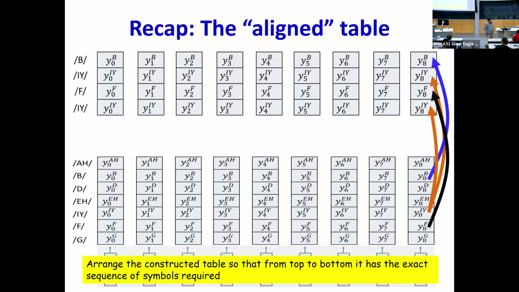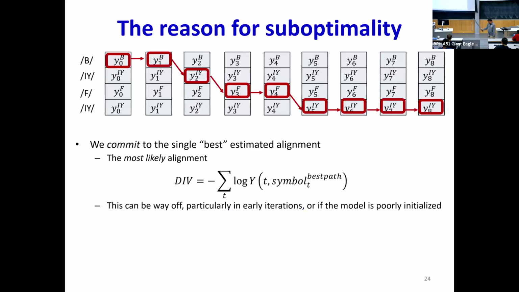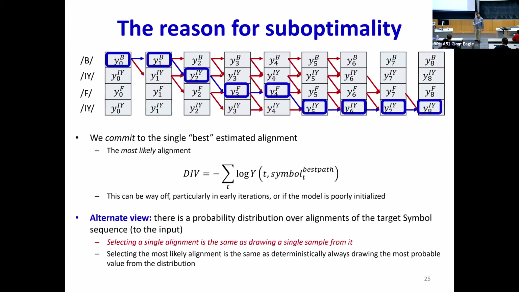When we constructed a table of this kind, we found that any path from the top left corner to the bottom right corner naturally gave you an alignment of the input to the symbol sequence. In fact, when we were trying to estimate the alignment, what we were doing was trying to find the most likely path through this graph, where the graph represents all possible ways of going from the top left to the bottom right that constitute a valid alignment.